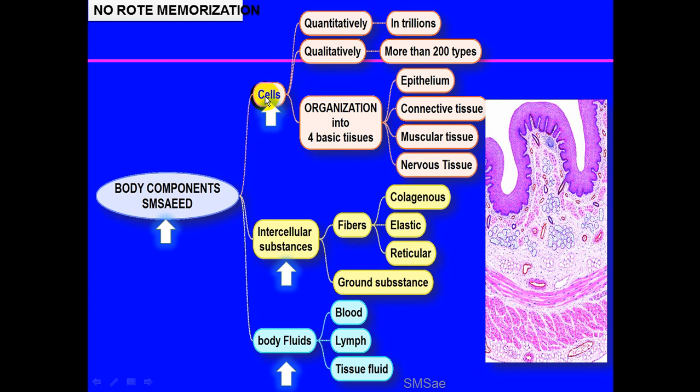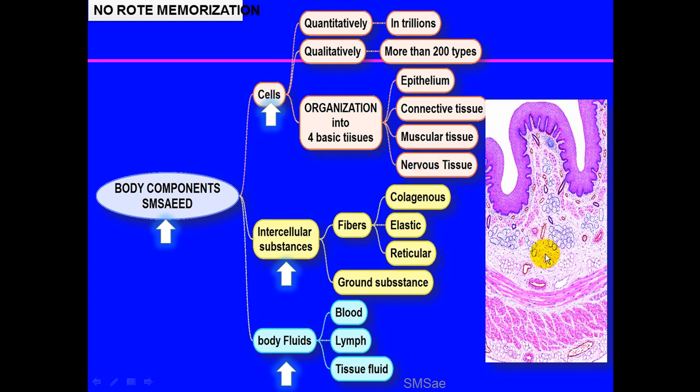The cells. Quantitatively, you are made up of trillions of cells. And qualitatively, you are made up of more than 200 types of cells. All these cells are organized into four basic tissues. These are the epithelium, the connective tissue, the muscular tissue, and the nervous tissue.